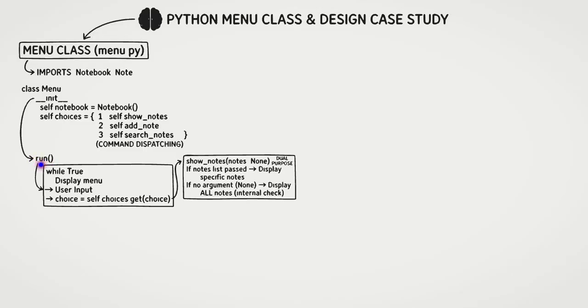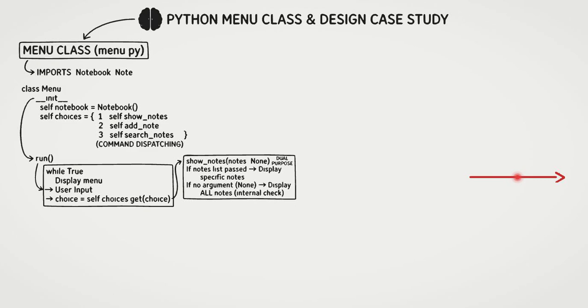Next is the run method. It uses a while true loop to continuously display the menu and wait for the user to type something. It grabs the right function from our choices dictionary using the user's input, and if it finds a valid choice, it executes that action. If the action isn't found, it safely prints an error message instead of completely breaking the program.